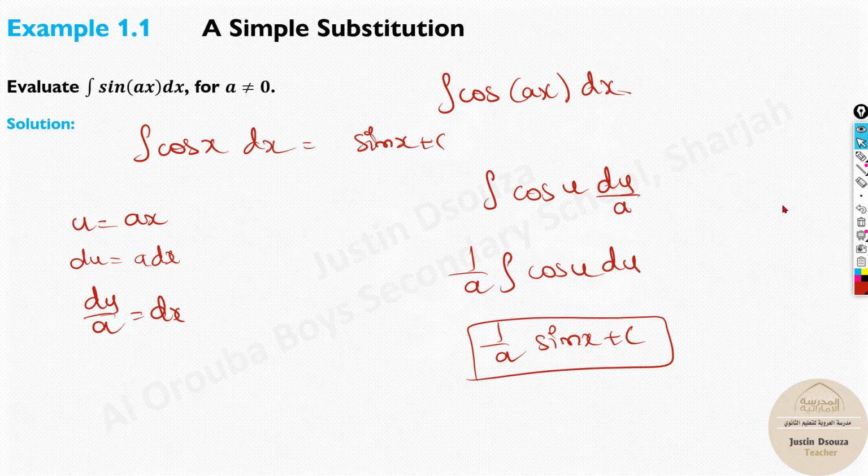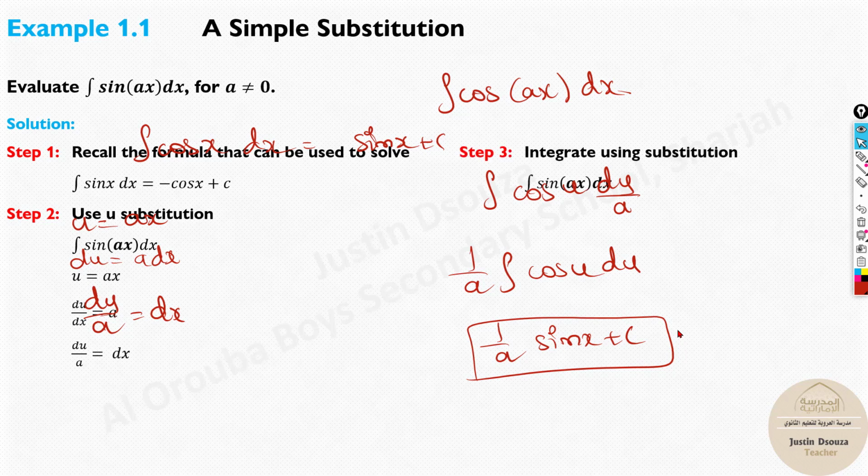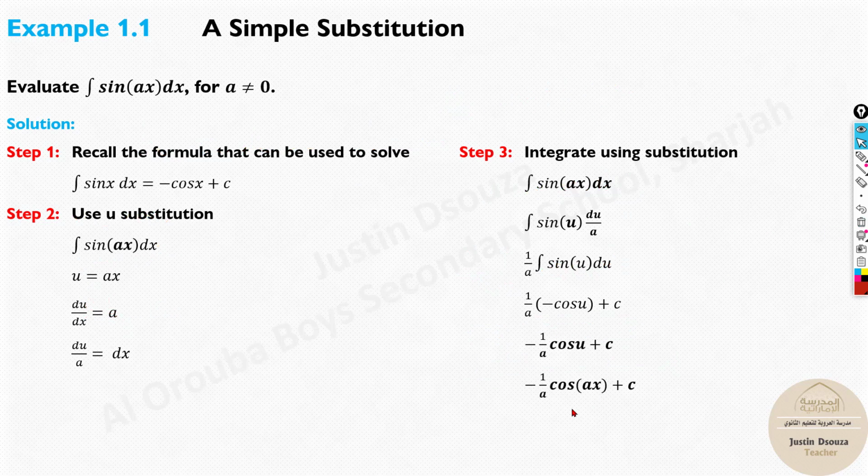I hope you all solved it and got the correct answer as well. Only when it is sine, the integral will be negative over here. But we know the integral of cosine will be positive, so that's why it's positive. That's the answer.